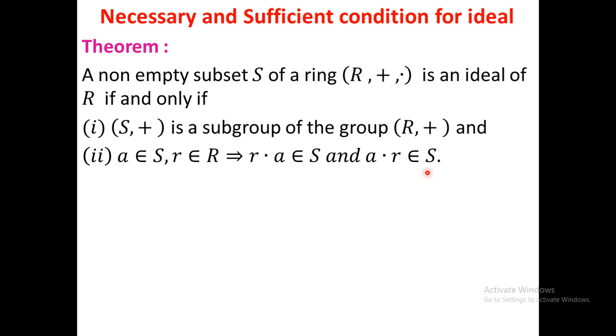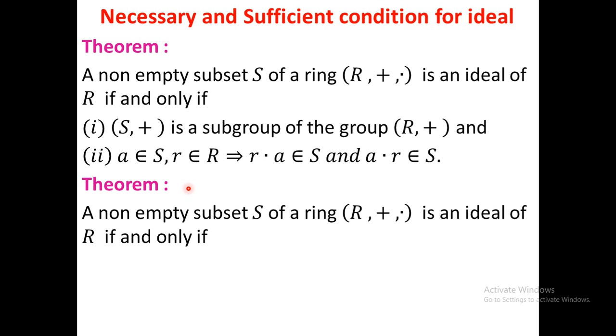I proved it in the previous video, and in the previous video I also said that there is another theorem which is very useful. Here the first condition is replaced by another condition, which is actually the condition for a subgroup (S, plus) of a group (R, plus): A composed B inverse. Here the composition is plus, that means addition, and B inverse means minus B. So I replace the first condition by that condition, and the second condition remains unchanged.